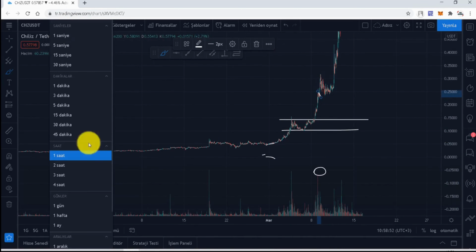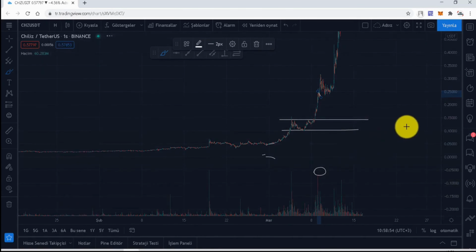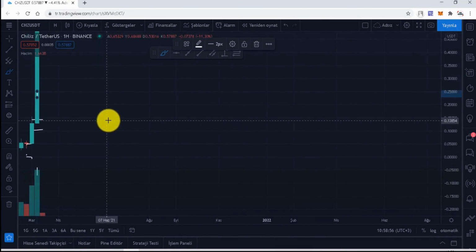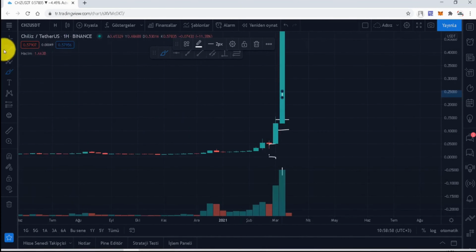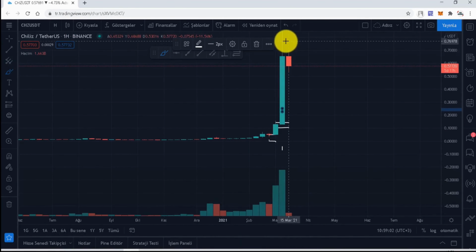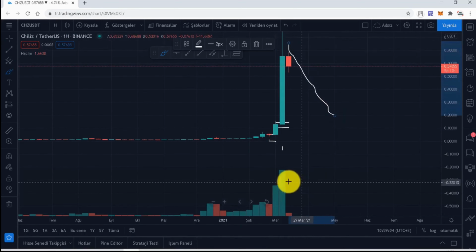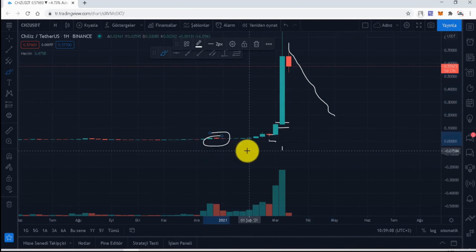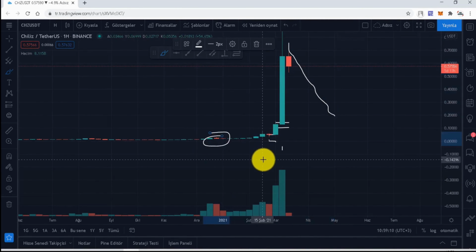For example, let's look at this on the weekly chart. Currently, there is an upward trend on the weekly chart, and we can predict that after a while, due to the excessive increase in volume, it will start a downward trend. Therefore, an excessive increase in volume indicates that the trend is likely to change direction.